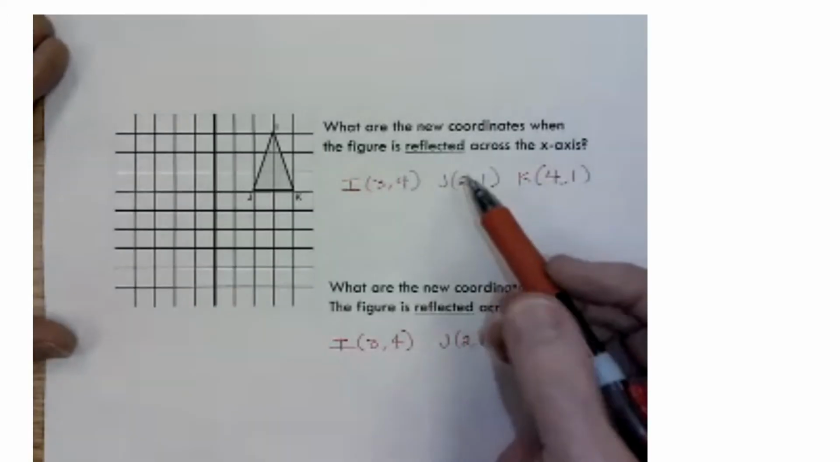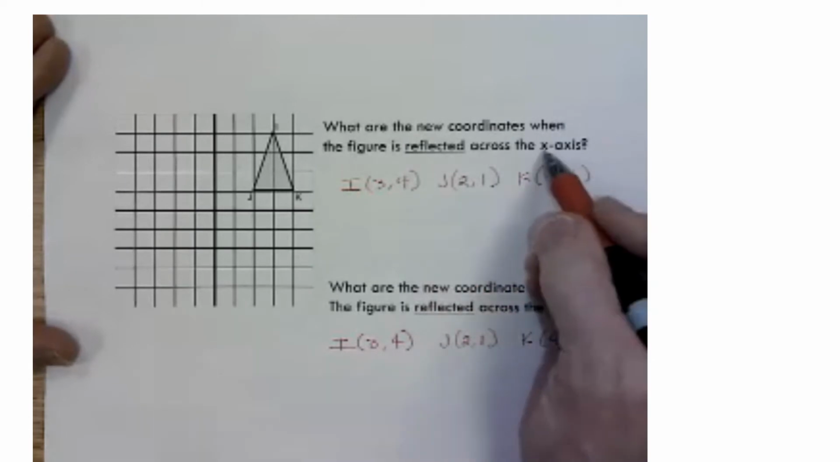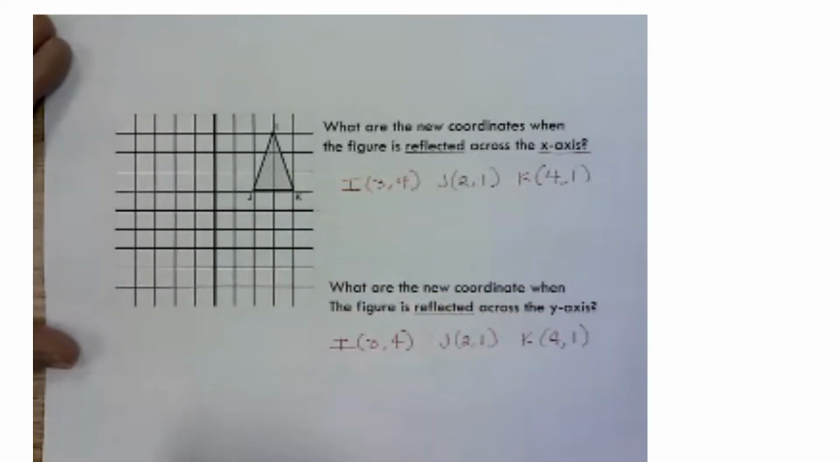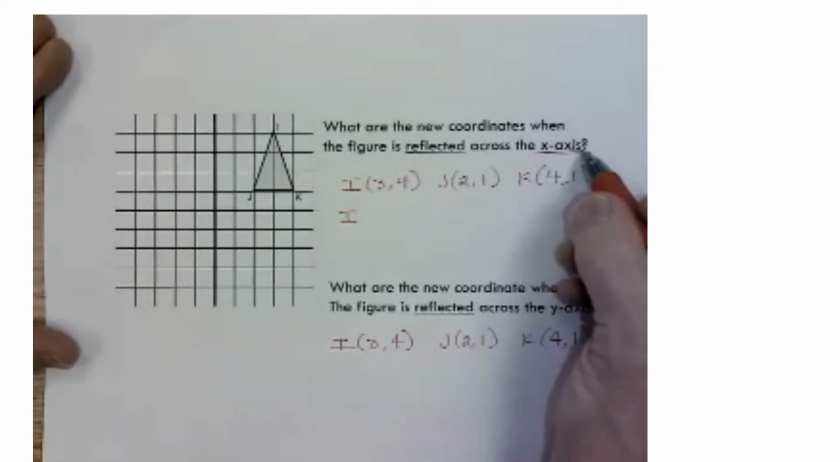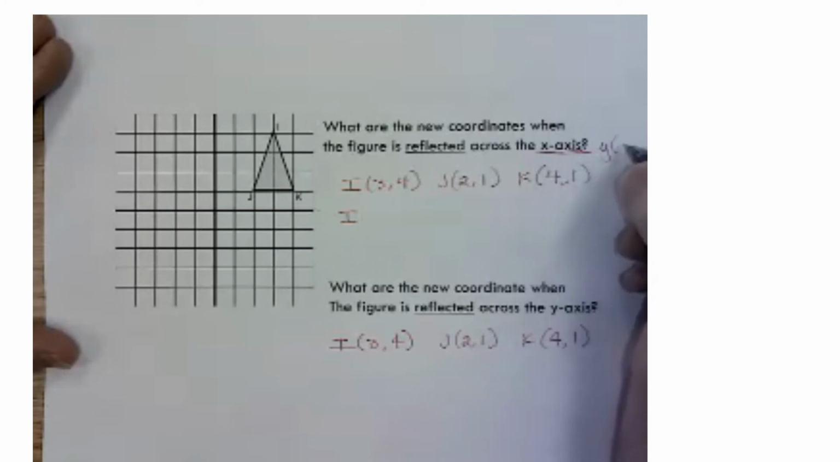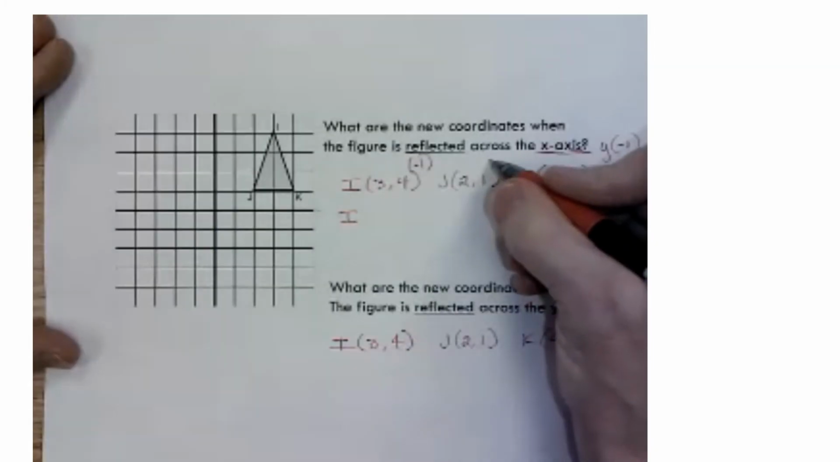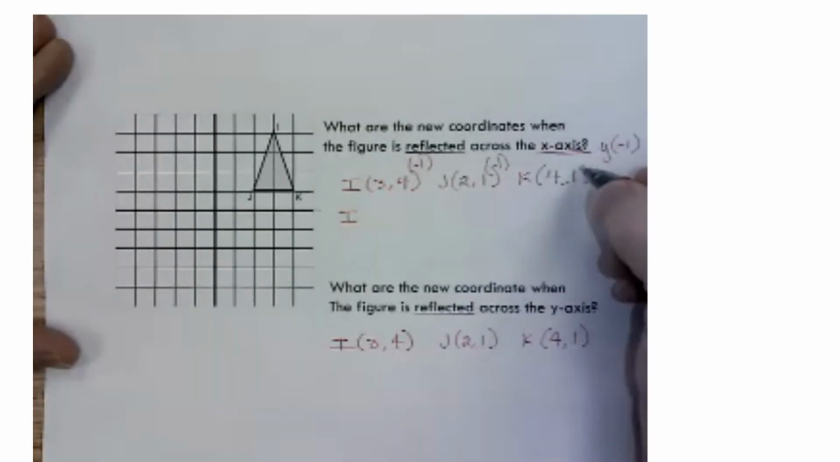All right, let's go ahead and reflect the figure first across the x-axis. So here is our x-axis. So I1, we know that what we're going to do if we're reflecting across the x is multiply our y value by -1. So we're going to do 4 times -1. We're going to do 1 times -1 and 1 times -1.